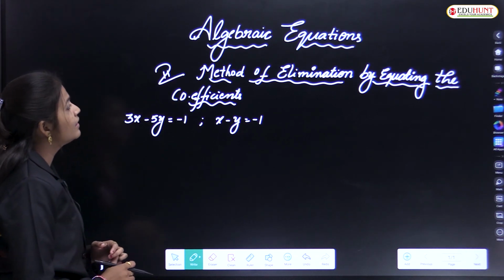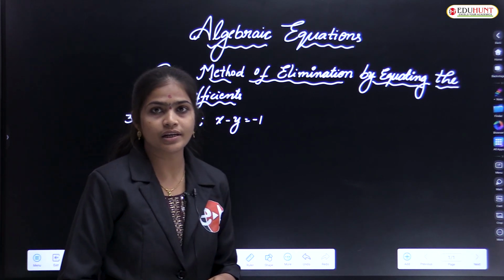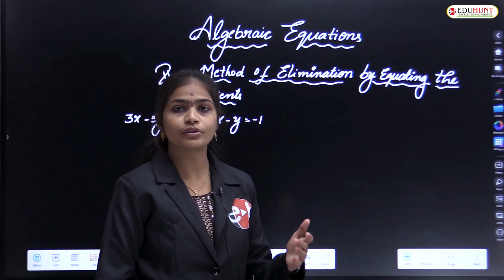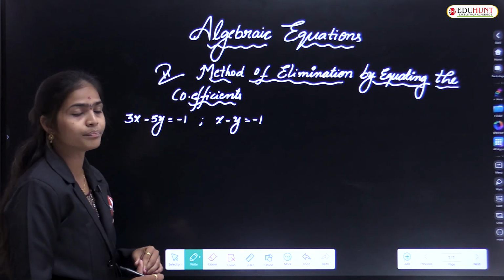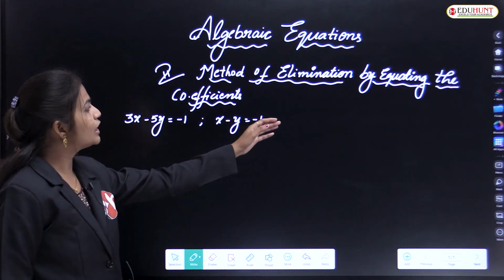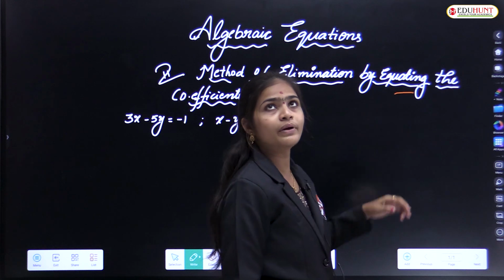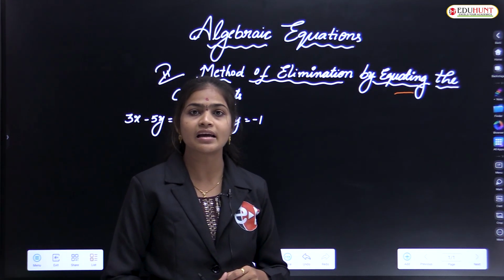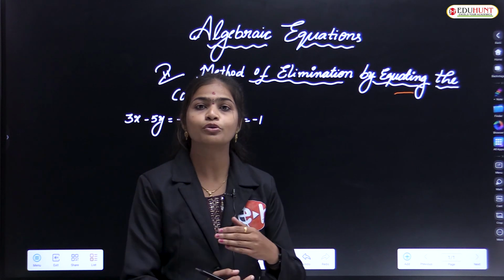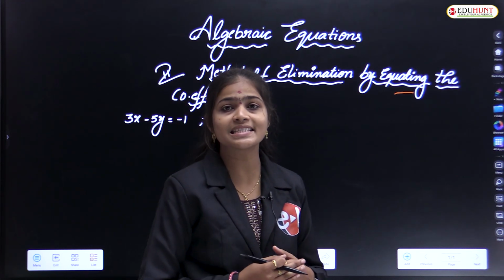So let us see the method of elimination. Elimination, you already know, means termination, right? So how to use this method here, ma'am? What they are saying is, method of elimination by equating the coefficients. What is that? Equating the coefficients means we have to make the coefficients the same.